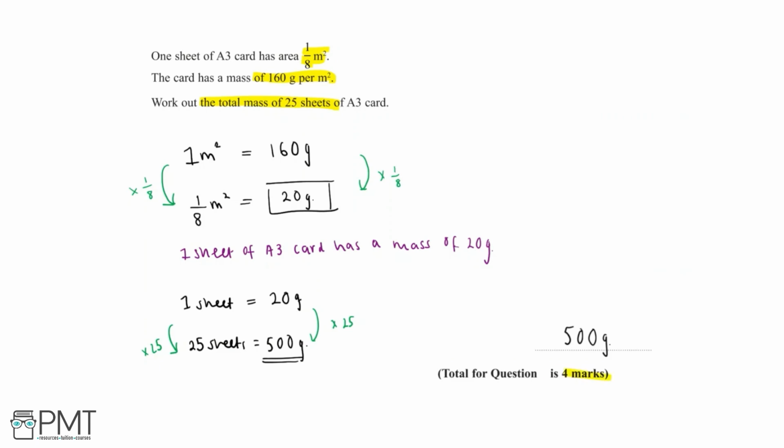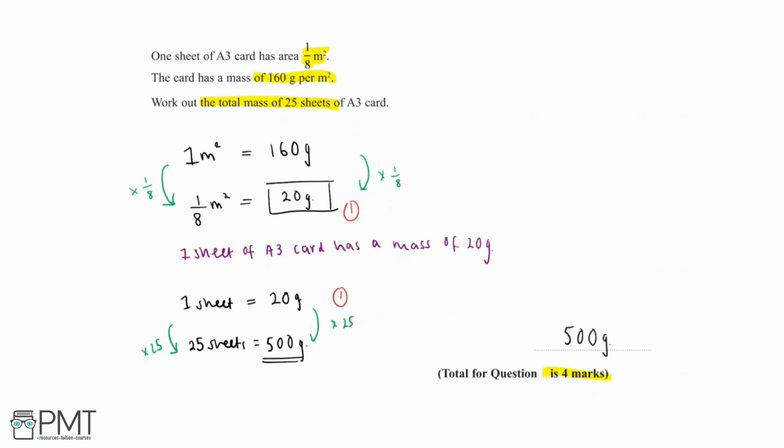Now this question is worth 4 marks, so let's take a look at where these marks are allocated. The first mark is for finding 1/8 of 160. So we did 160 multiplied by 1/8, which is equal to 20 grams. Now the second mark is for doing 20 multiplied by 25 in order to find the total mass of 25 sheets, which was shown in our working.